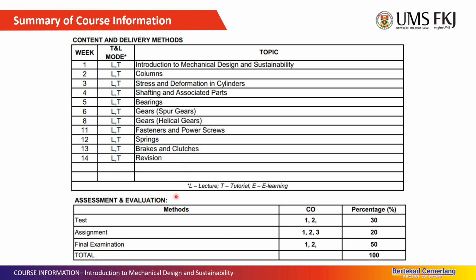For the assessment and evaluation, we have three methods. One is test 1 and test 2. The COs covered are CO1 and CO2. The percentage is 30%. For the assignment method, it will test CO1, 2, and 3. The percentage is 20%. For method 3, the final examination, we will cover CO1 and CO2, and the percentage is 15. So the total percentage is 100%.